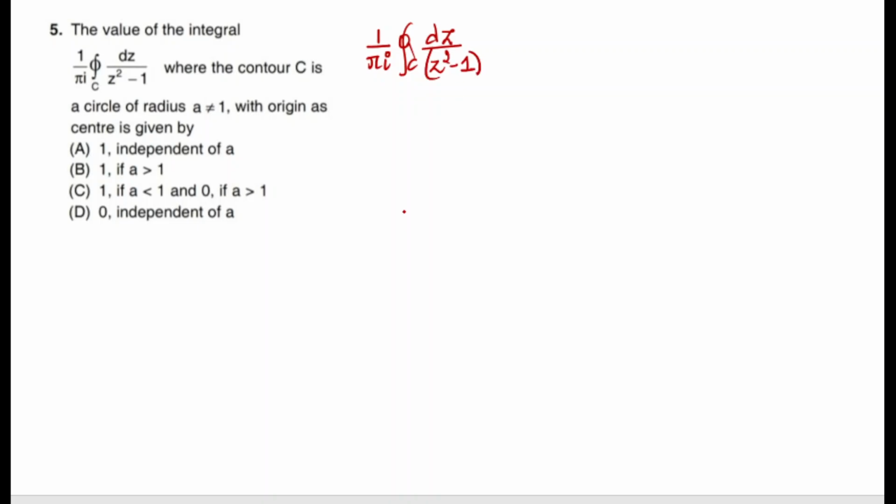Now what is the first rule? First rule is we must find the poles. So the denominator I am equating to 0, so z square I am getting the value to be 1, so z equal to plus or minus 1. Okay, and they are saying the radius not equal to 1. Yes, let it be the radius not equal to 1, in the sense let us find the actual integral value.